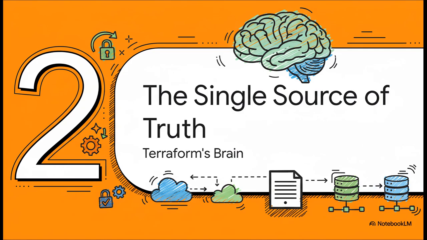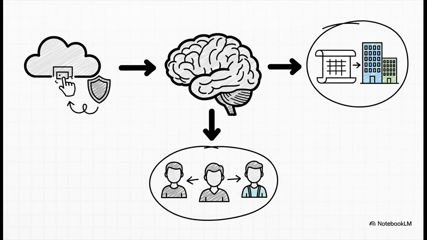But for that to work, for Terraform to figure out the recipe, it needs to know what it's starting with. It needs a memory, kind of like a brain. And that brings us to its single source of truth. This is the one thing that makes the whole system tick. It's what prevents you from making huge mistakes and lets your team work together without stepping on each other's toes.